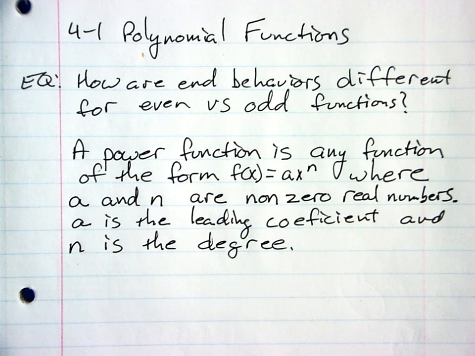Alright, here we go. 4-1 polynomial functions. How are end behaviors different for even versus odd functions?